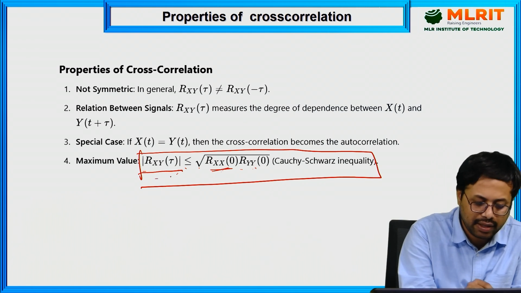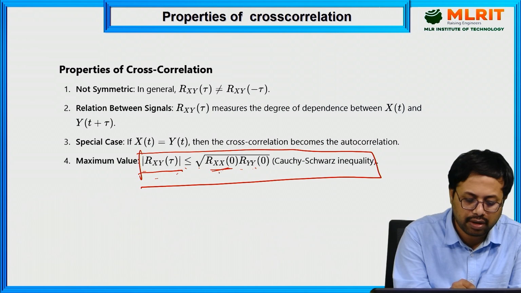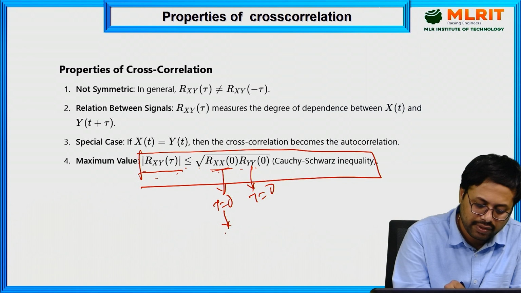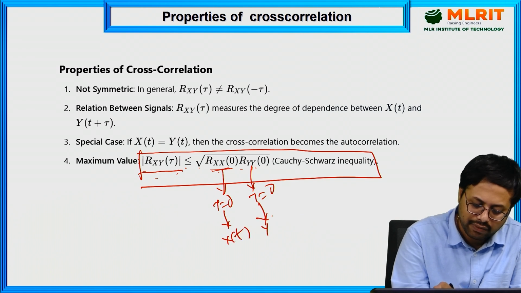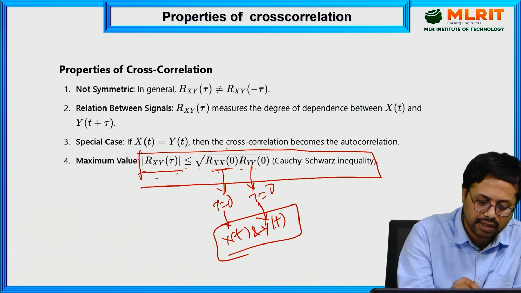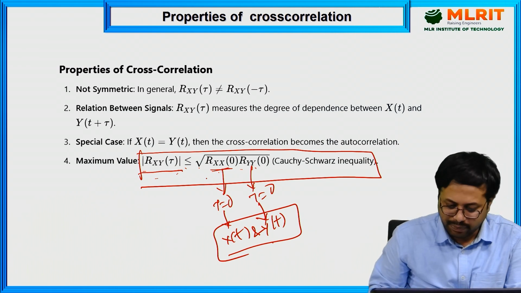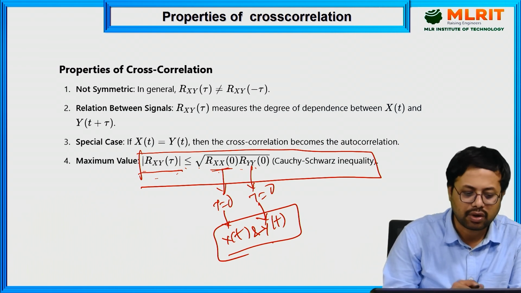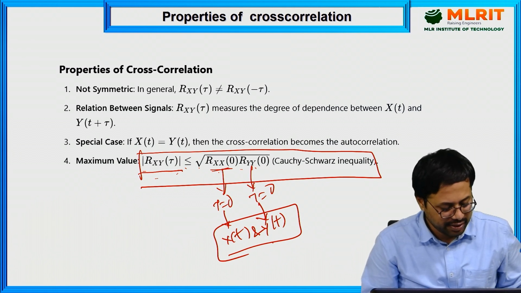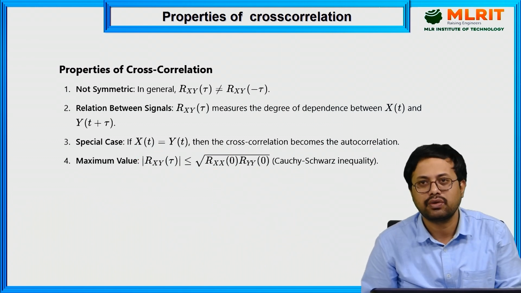It means the absolute value of the cross-correlation function is less than or equal to the square root of the product of the autocorrelations of x of t and y of t at tau equal to 0. These are the two different processes, x of t and y of t. These are the properties we have in the cross-correlation function. And here it is not satisfying the periodic property also. It is not satisfying the periodic property in the cross-correlation relation.